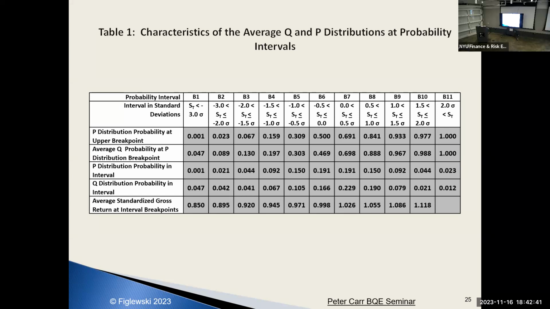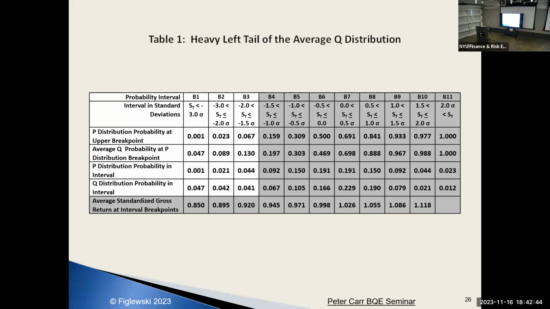So to focus just on two things, let's look at this one. This is the left tail. Right? So we go way out to the far left tail, more than 3 standard deviations down from where we are right now. The P distribution says there's 1 chance in 1,000 of that happening. The Q distribution says there's almost 5% chance of that happening. 47 times the probability. 2.3% chance of being down below -2 standard deviations. 9% chance for the Q distribution.